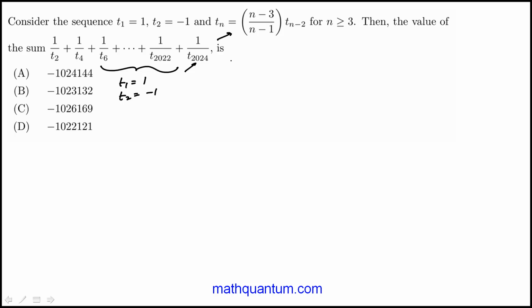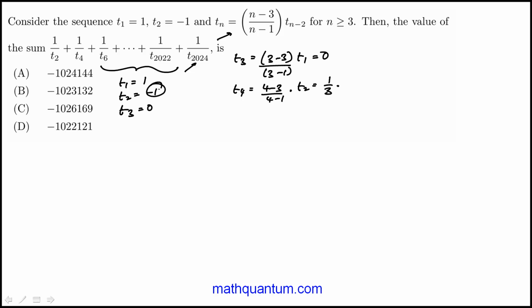So we'll apply the rule here to find the third term. N is 3, so this is 3 minus 3. So that becomes 0. So actually this will just be simply 0. And then we'll compute T4. So I'll keep doing this until I start to see a pattern. So 4 minus 3, 4 minus 1, T2. So that becomes 1/3, and T2 is minus 1. So T4 is minus 1/3.